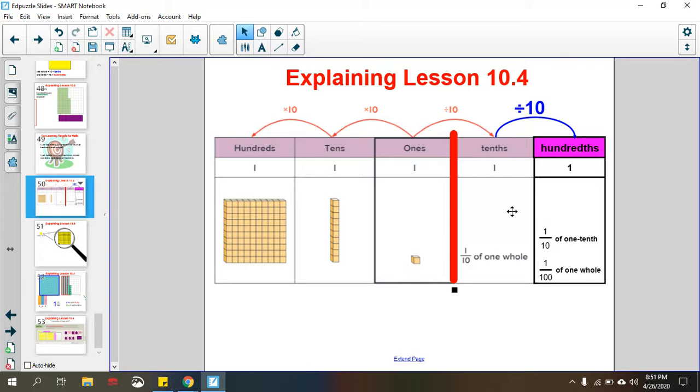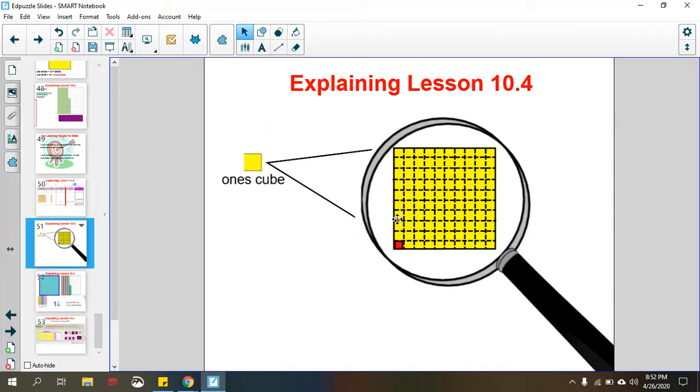And that's where our decimal points or our decimal places come into play too, because when I take that one whole and I break it or divide it by 10, now I have tenths. And if I take one of those tenths and divide it by 10, now I have hundredths. And we've kind of seen those pictures of this place value chart already as we've been working through these decimal lessons.